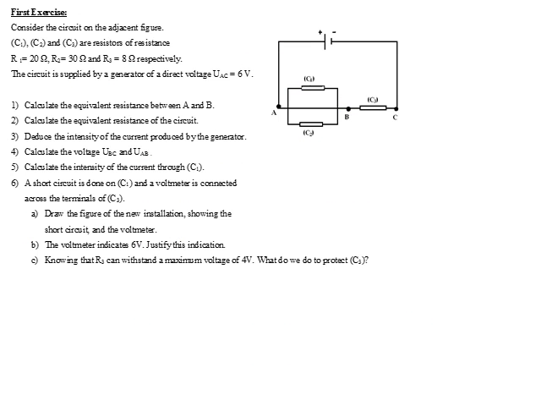First exercise. Consider the circuit in the adjacent figure. C1, C2, and C3 are resistors of resistance R1 equals 20 ohm, R2 equals 30 ohm, R3 equals 8 ohm, respectively. The circuit is supplied by a generator of direct voltage U across AC equals 6 volt. Number 1. Calculate the equivalent resistance between A and B.